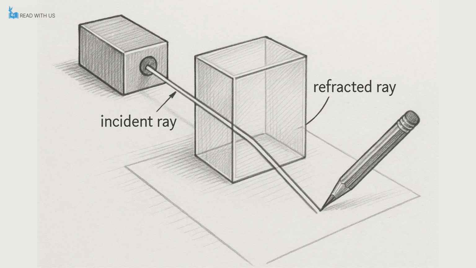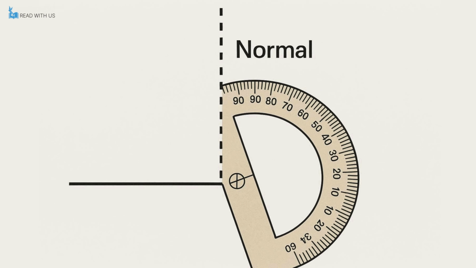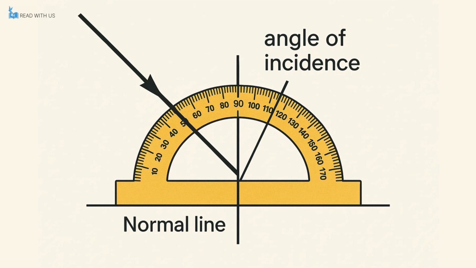To explore this, we shine a narrow ray of light at the glass block and draw the ray paths on the paper. At the point where the light enters the glass, we draw a normal line at 90 degrees to the surface. We then measure the angle between the incident ray and the normal, and that gives us the angle of incidence. When the light enters the glass, it bends towards the normal, and when it leaves the glass, it bends away from the normal.